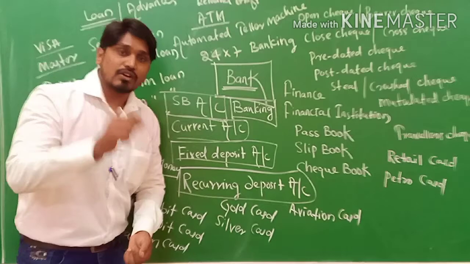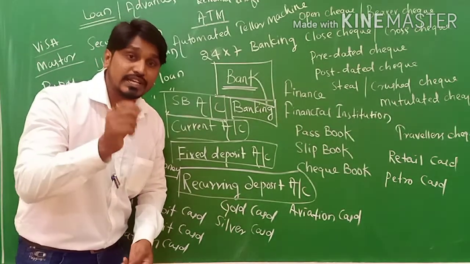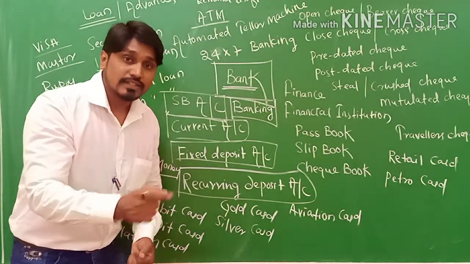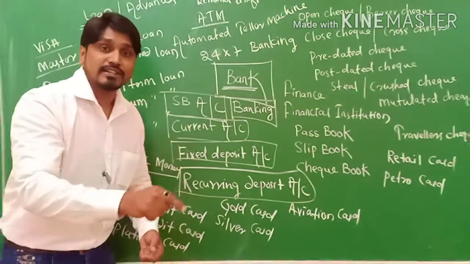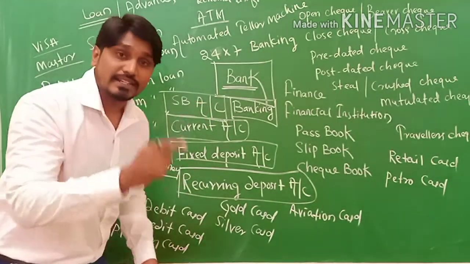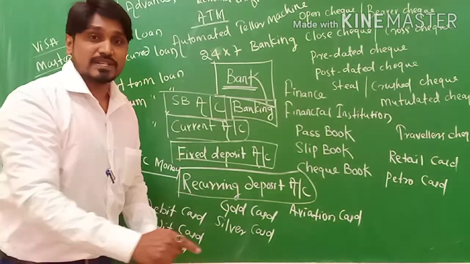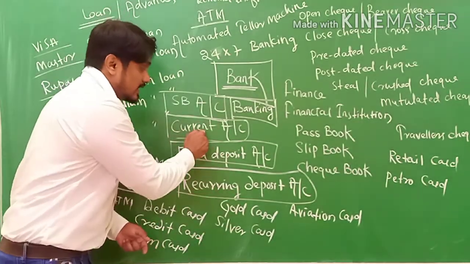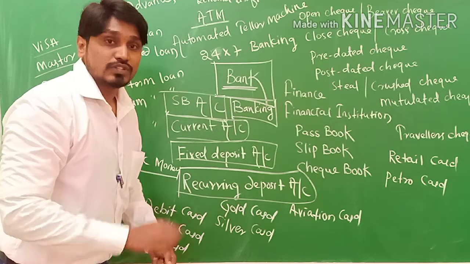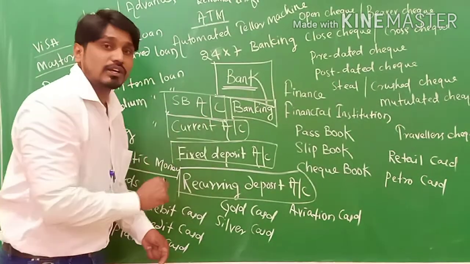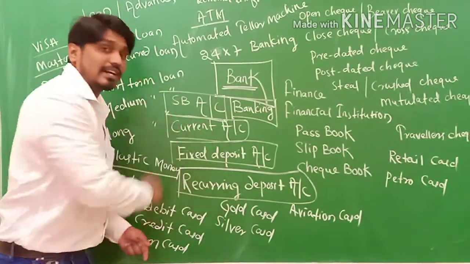Savings bank account is meant to promote the saving habit of an individual of the country, and interest is paid to the account holders. Current account is meant for business purposes. All business accounts you could find in current account. A business account cannot be opened as a savings bank account; it can be opened as a current account.